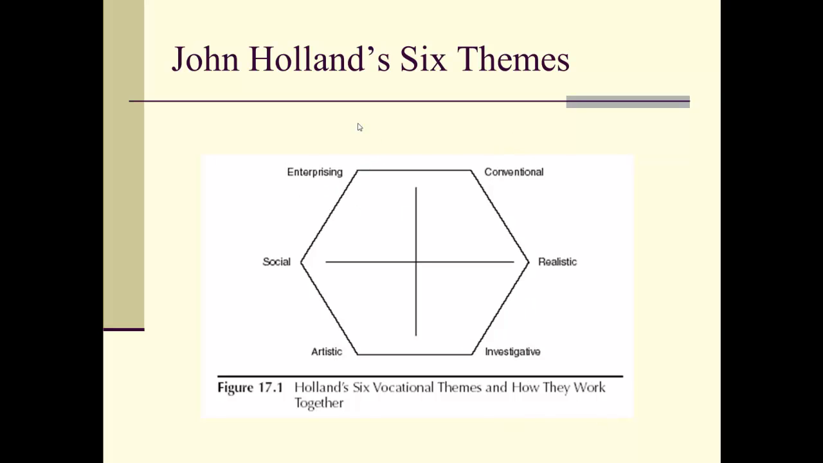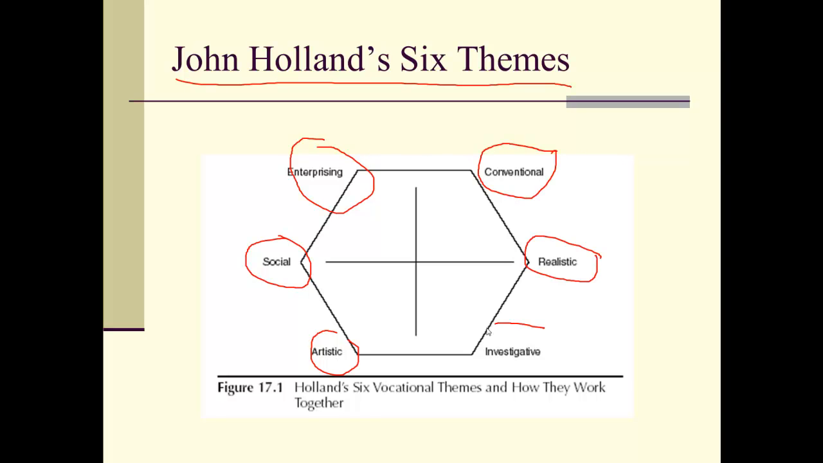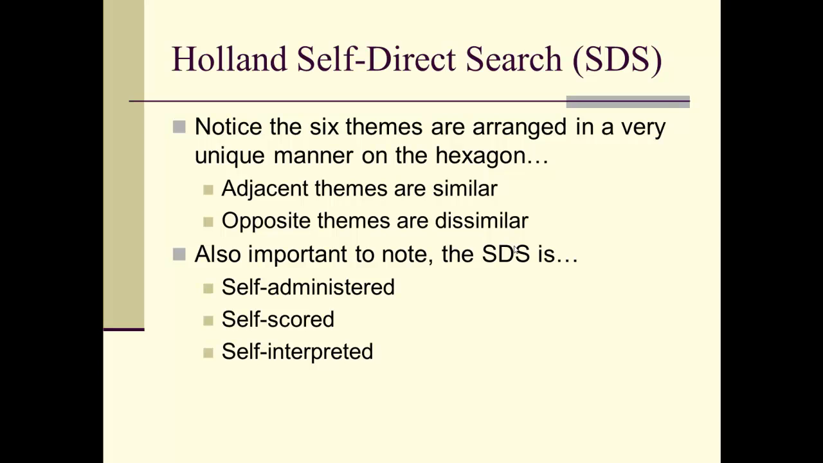Now, you see we have a new thing here. John Holland created these 6 kinds of themes that we just got through looking at, and you see that they are kind of opposites of each other. They're kind of on 2 ends of the scale here, but you see how they're all interconnected to each other. Now, Holland created what is called a self-directed search. The adjacent themes are similar. The opposite themes are not, like we just said.